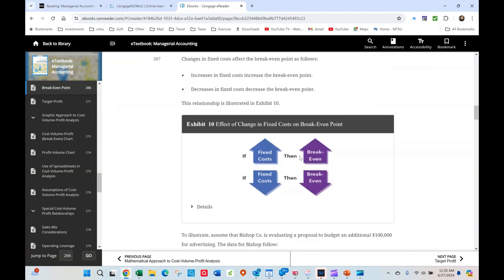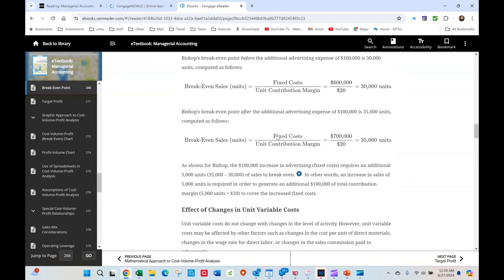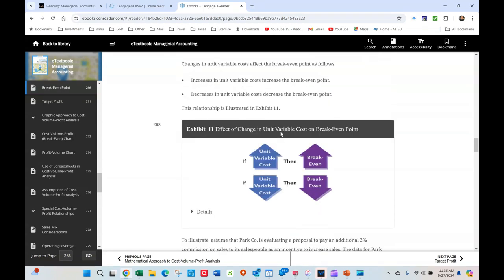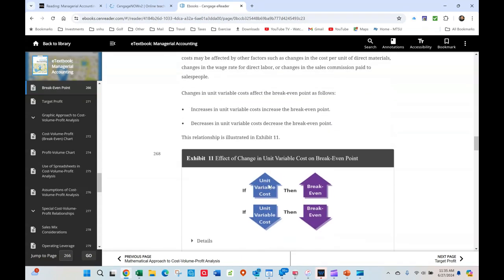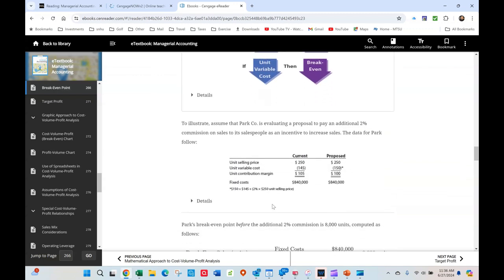So again, as fixed costs go up, your jar gets bigger, your break-even, you need more marbles. As fixed costs go down, your jar gets smaller, you need fewer. Again, on your break-even, this is your unit. So you want a bigger marble. Well, how do you get a bigger marble? If your unit variable costs go down, that means your contribution margin goes up, your marble gets bigger, you need fewer marbles. If your sales price goes up, that again increases your contribution margin and your marbles get bigger, so you need fewer marbles.